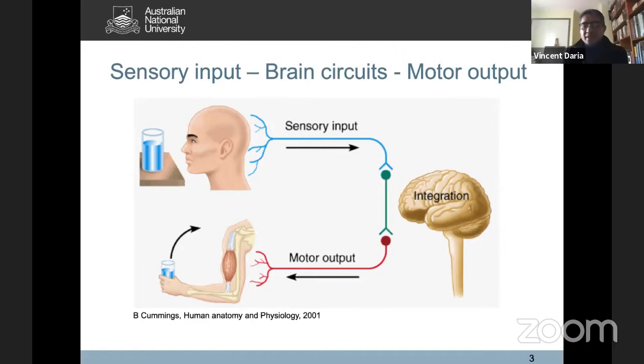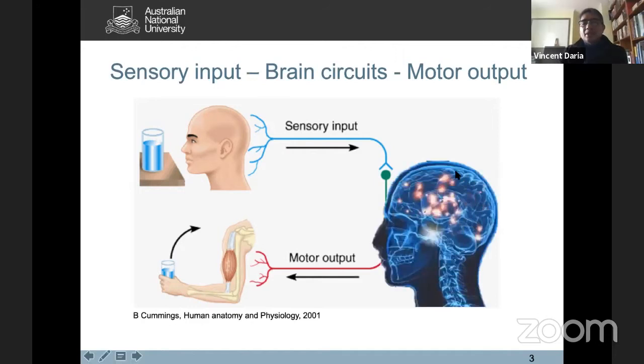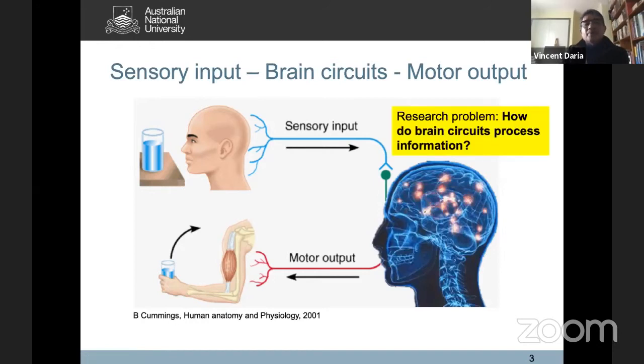So that is a very fascinating function of our brain, how we actually perceive things or how we process that information. So that will be the center of my talk. We're trying to understand how these neurons in our brain process those kinds of information.